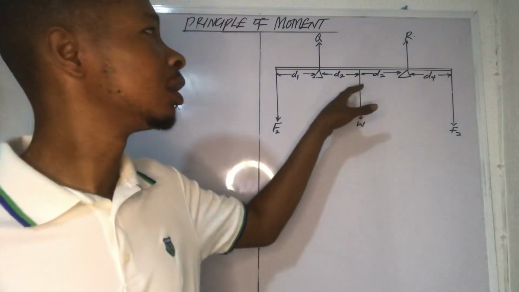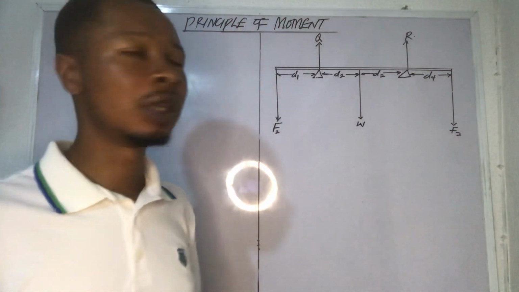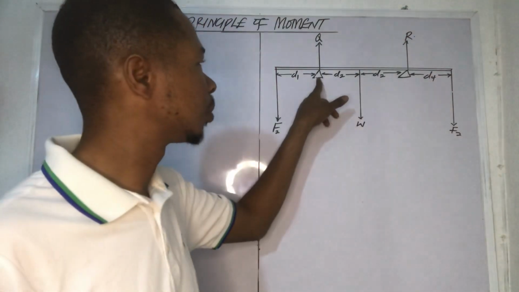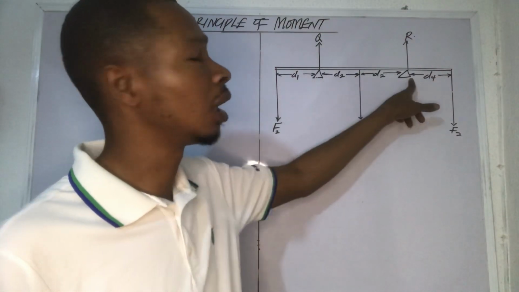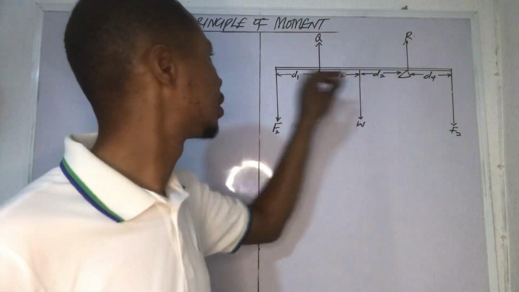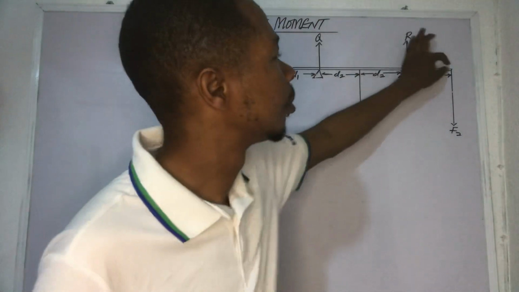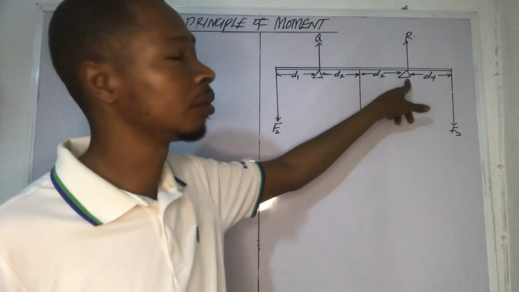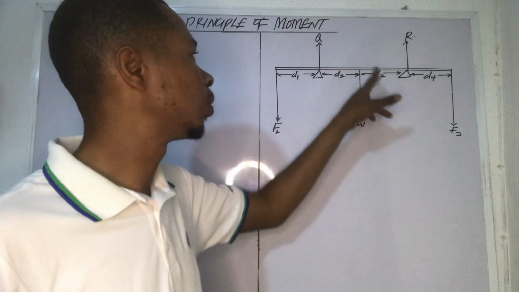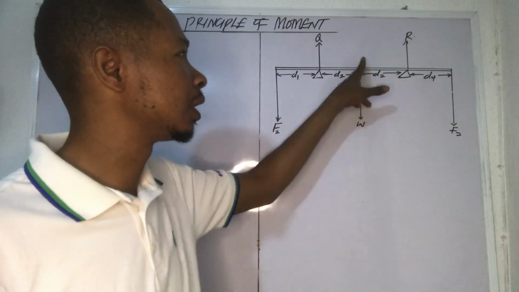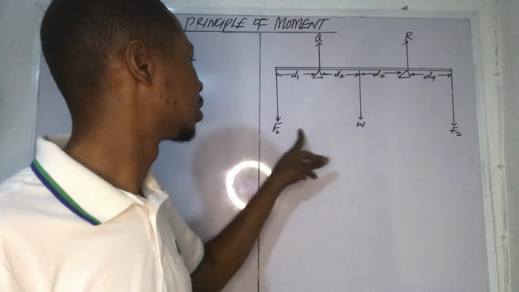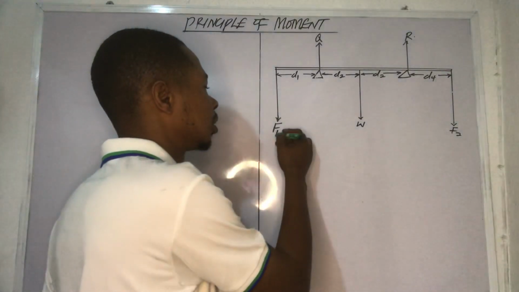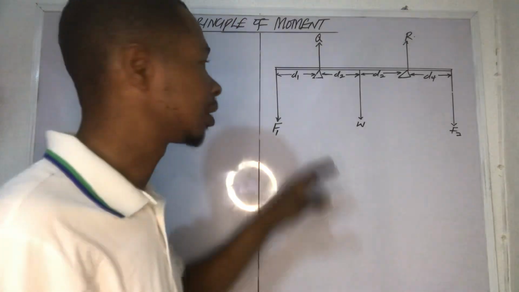Now, let's look at this beam balance. A beam balanced on two supports, Q and R. This is a beam balancing on two supports, Q and R. Now, the weight of the body, W, is acting downward. There are forces F1 and F2 that are attached to this end.